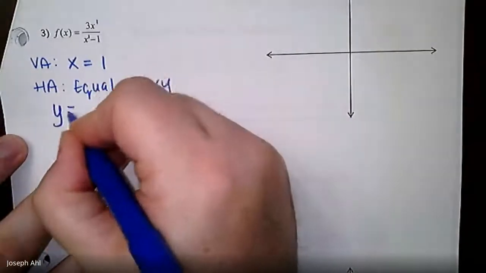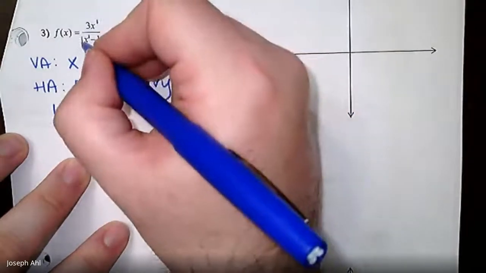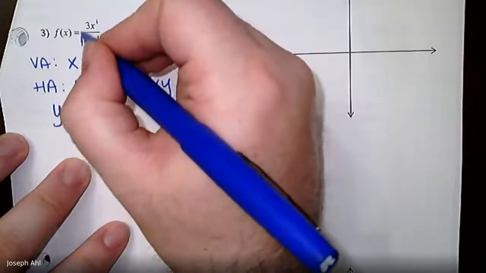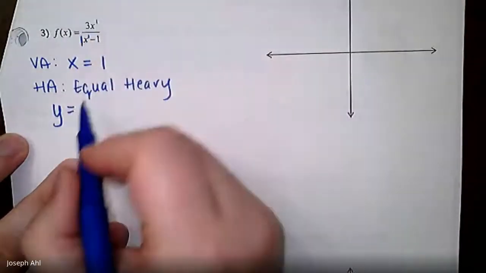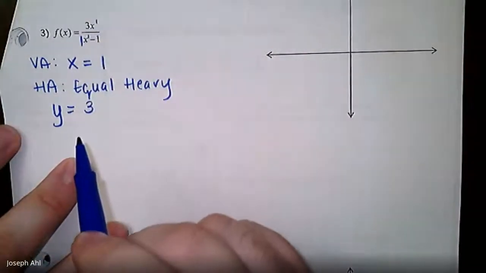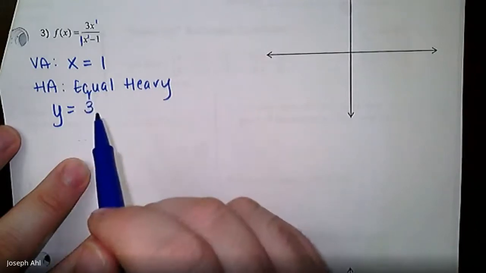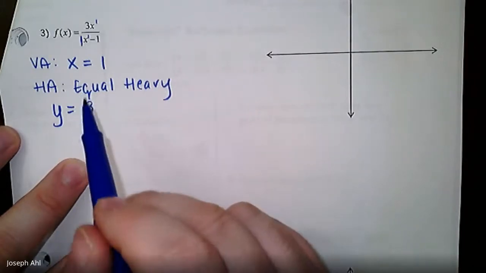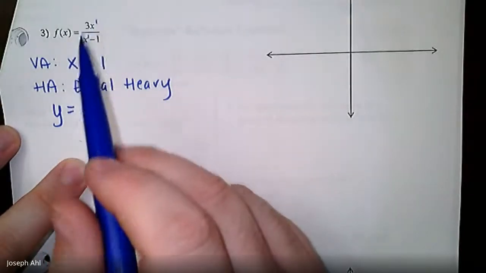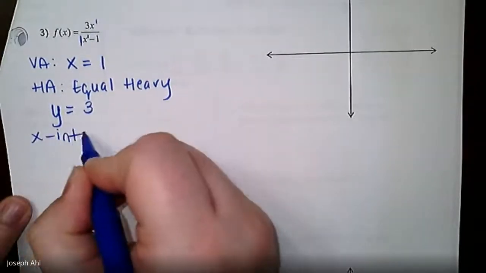You divide the coefficients of those leading equal-degree terms. So the coefficient of x to the first on the bottom is 1. It's a 3 on top. So 3 divided by 1 is 3. In a lot of instances, you will get y equals 1 if it's equal degree, but students sometimes too quickly default to that. Whereas in this case, y equals 3 is the horizontal asymptote. So be cautious about that.